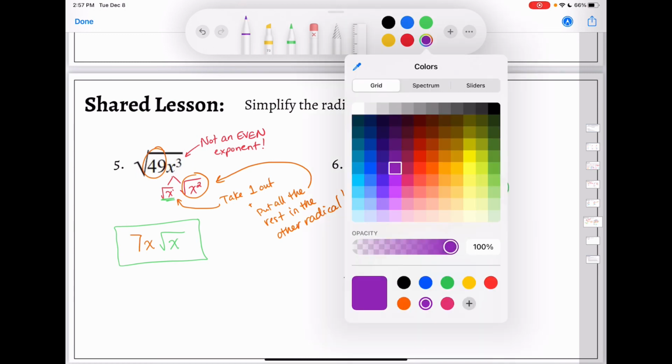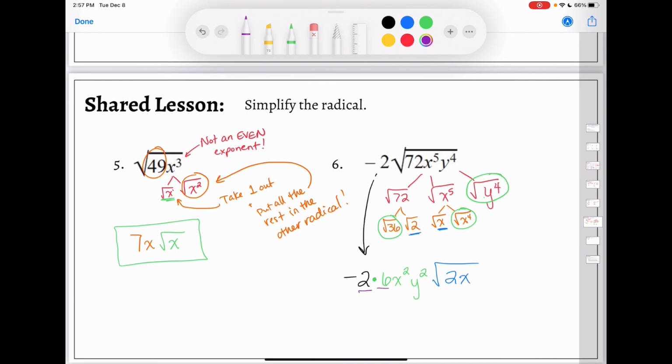Now I do have to do a little bit of multiplying because I have -2 times 6 on the outside, so my final answer will say -12, x to the 2nd, y to the 2nd, radical 2x.